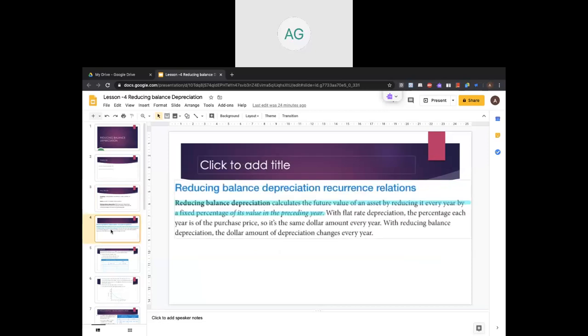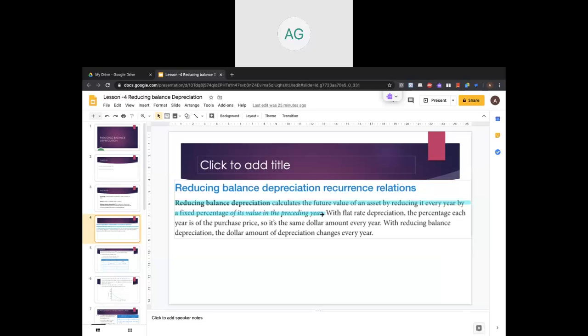As I was telling you, with the flat rate, the percentage each year is of the purchase price. So it's the same dollar amount every year. For example, it's 8% of the original value, so then you just deduct 8% every year. But in the reducing balance depreciation, you reduce it every year by a fixed percentage of its value from the last year.